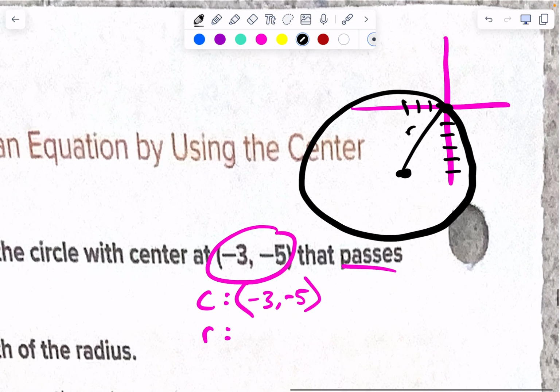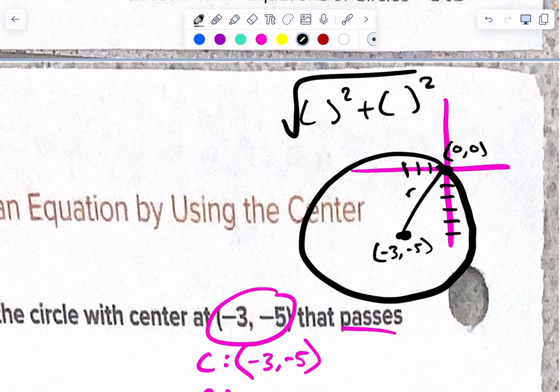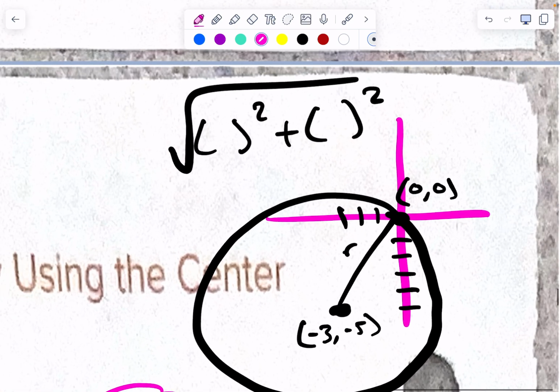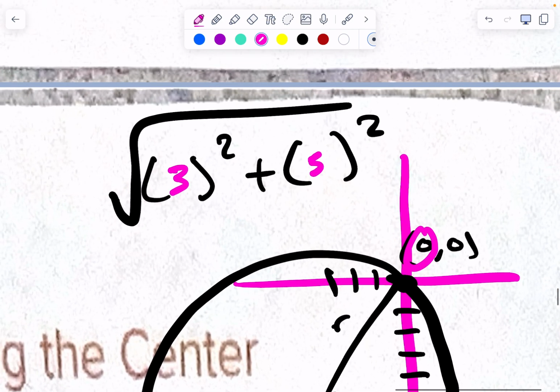Okay, do you guys remember the distance formula? I'm finding the distance between (-3, -5) and (0, 0). It is the square root of this stuff squared plus this stuff squared, right? So I'm looking at how far apart is -3 and 0. Just 3. How far apart is -5 and 0? It's 5. You don't have to put the negatives because the square is going to make it go away. Do you remember doing this distance formula?